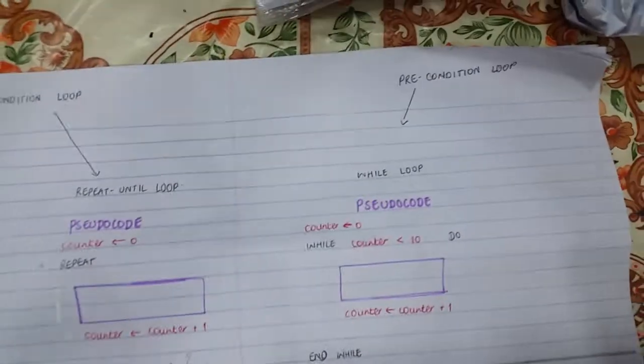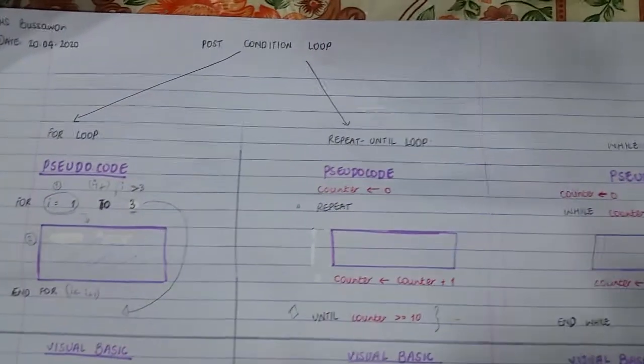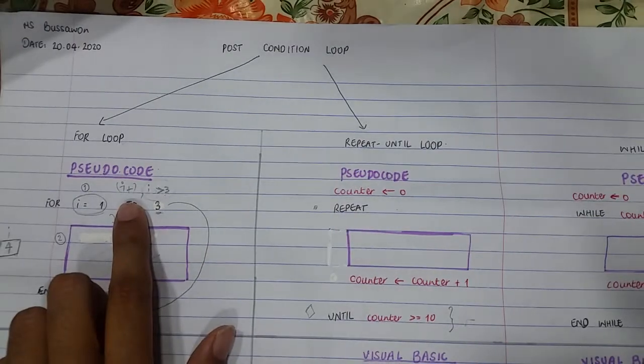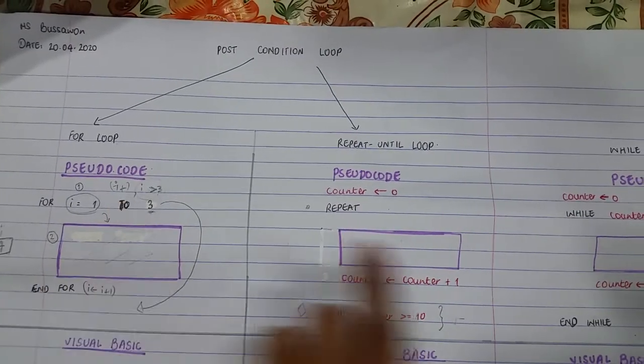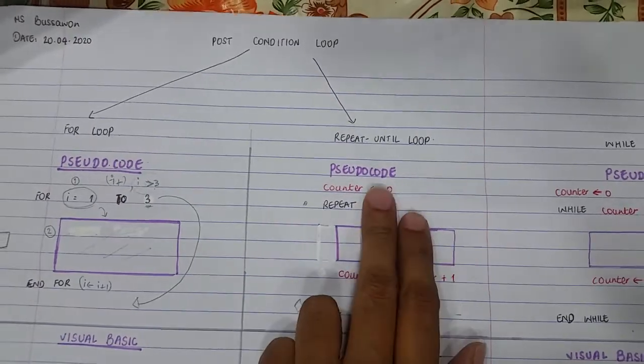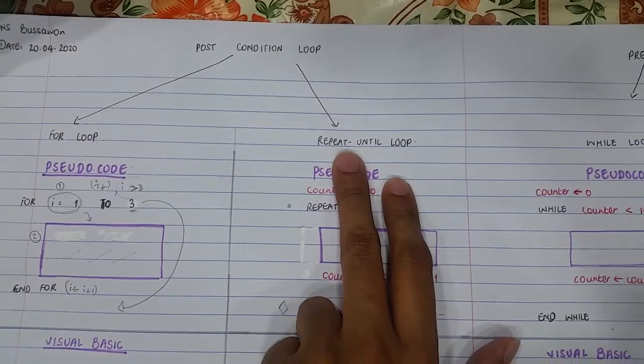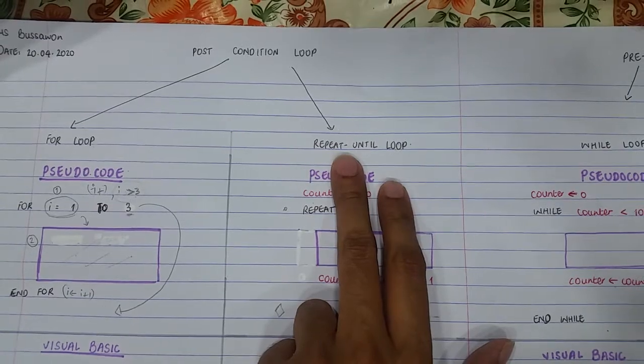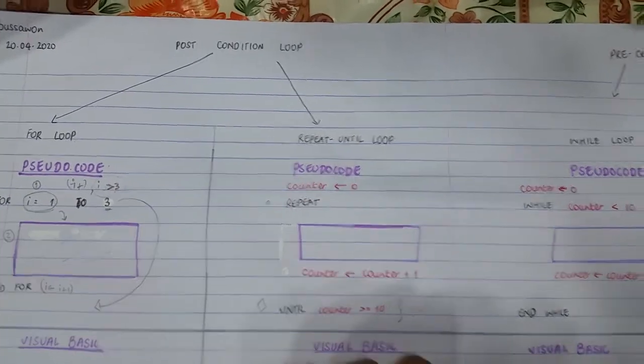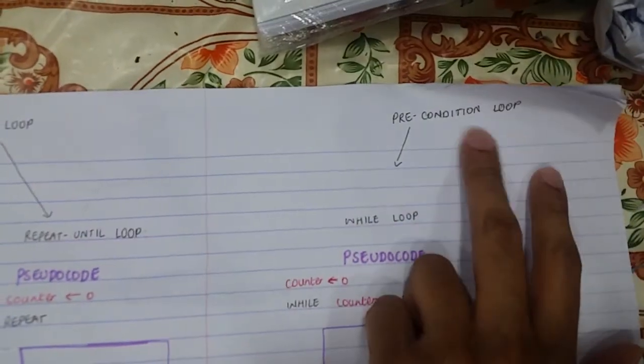In my two previous videos, which is the post condition loop, which was the for loop and the repeat until loop, we already worked on the repeat until since the moment we made the introduction to the loop. Now we are going to take a look at precondition loop.